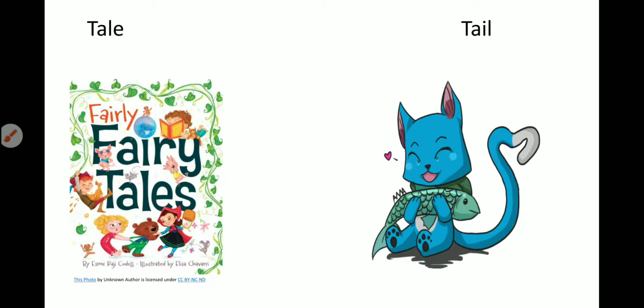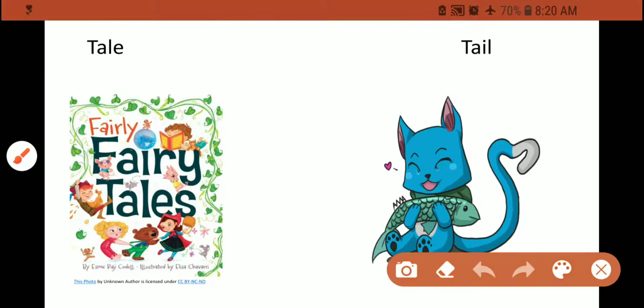The second tail, you can see this cat holding a fish. The cat has a tail, okay? And the fish also has a tail. The cat has a tail. This is the tail. And the fish has a tail. This is the tail. Okay? So that is the part of an animal that extends at the back of the animal, or the fish. Okay, so that's the tail.